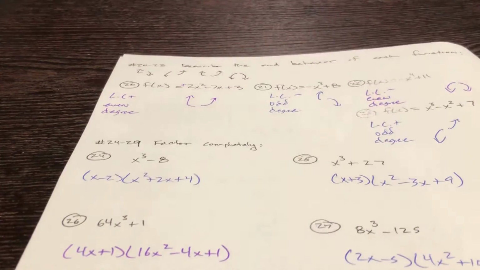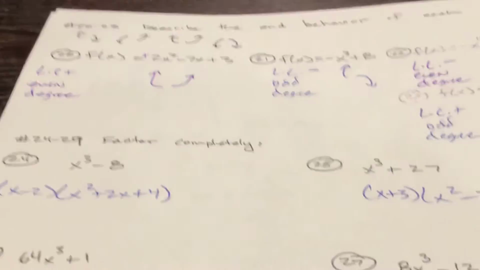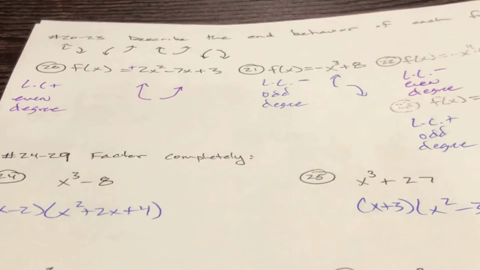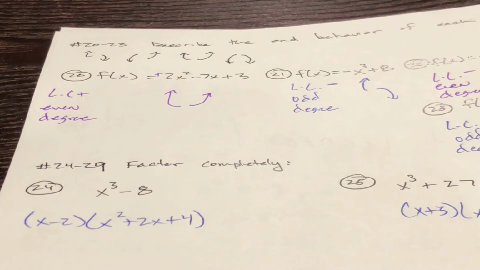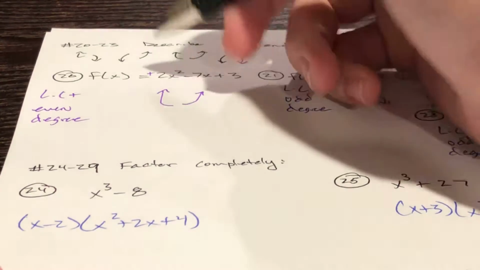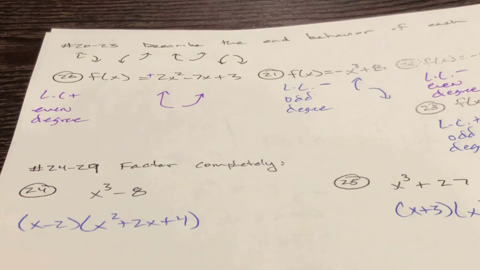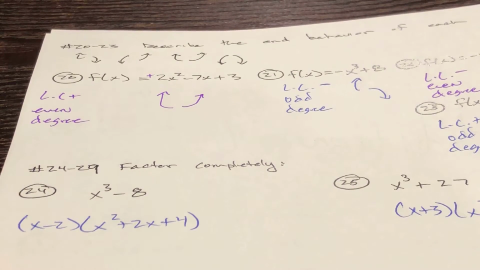All right, so turning to the first page, describe the end behavior of each function. Again, you got the 4 different choices there. So it's all about what the leading coefficient is doing. The leading coefficient is positive. These are written in standard form. That means the highest exponent is first, and then it drops an exponent. It descends exponent-wise.